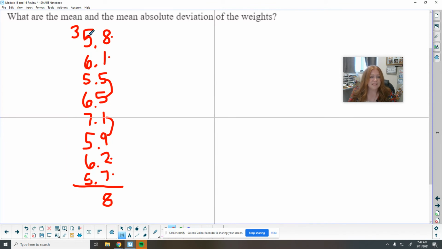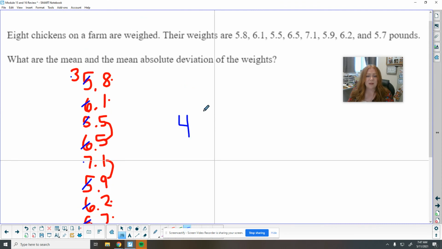All right, so here I can see, I'm going to switch colors here. 5 and 5 is 10, 15, 20, and 26, 32. 6 more is 38. And 10 makes 48. Bring down that decimal. So the total weight of the chickens is 48.8. And then we're dividing by how many we had.